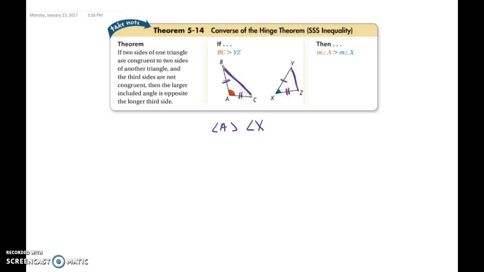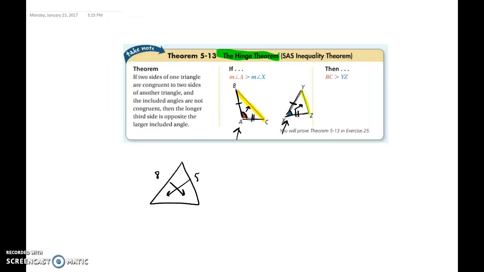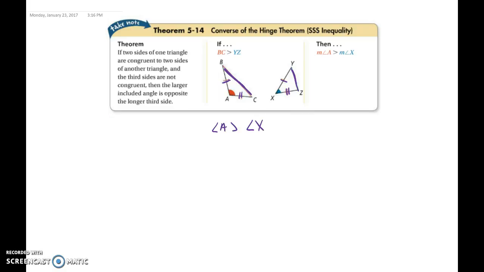All right, it's the exact same thing that we did in the beginning, except now we're not given the included angle, but we're given the remaining side. It's the same thing we did before, but in reverse. And remember, when we switch our hypothesis and our conclusion, that means that it's the converse. So this is the converse of the Hinge theorem.